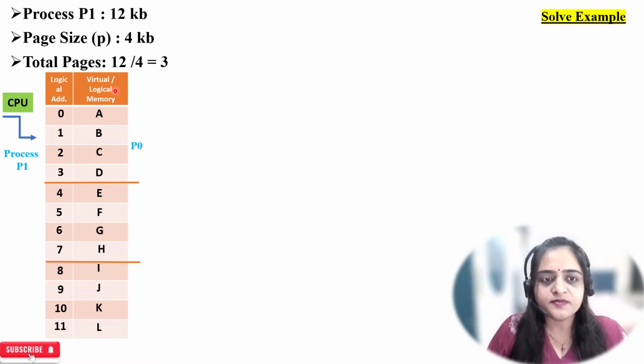So this is your first page, which is called P0, then P1, then P2. See here, a total of 3 pages, and every page size is 4 KB each. So this is your 1 KB, 1, 1, 1, meaning a total of 4 KB. Similarly 4 KB and 4 KB. So process P1 requires 12 KB for execution.